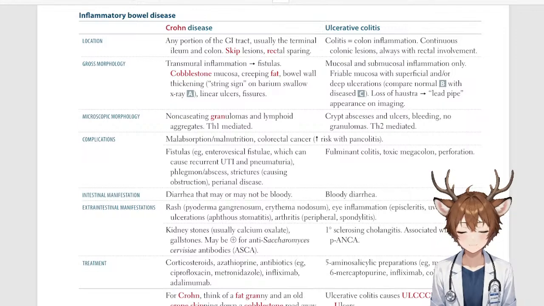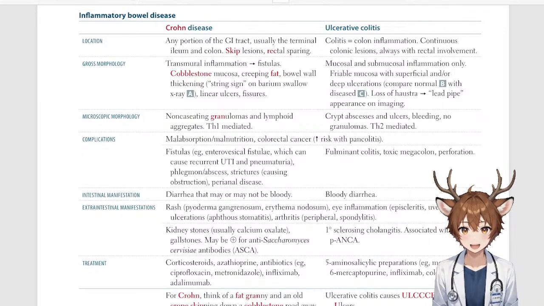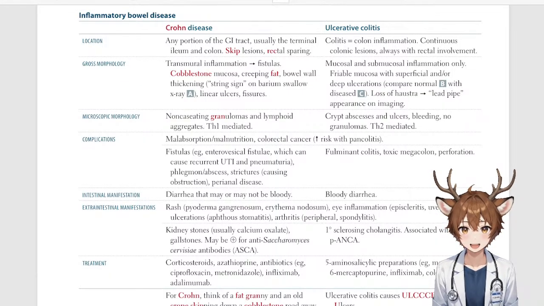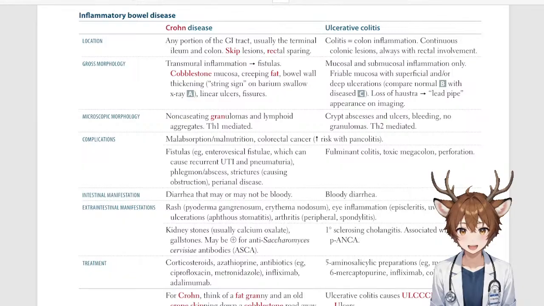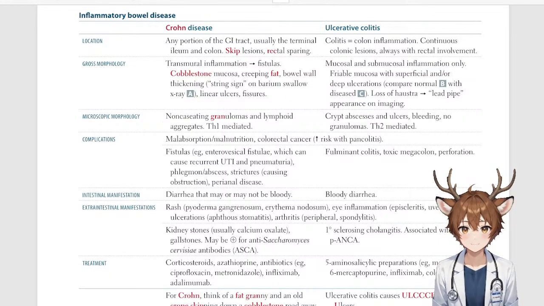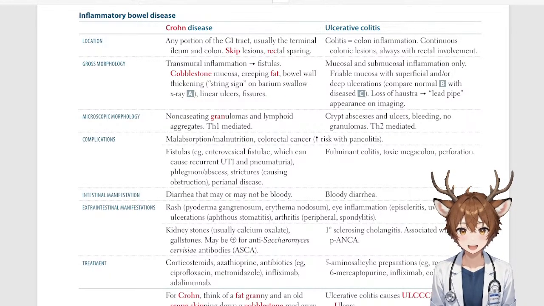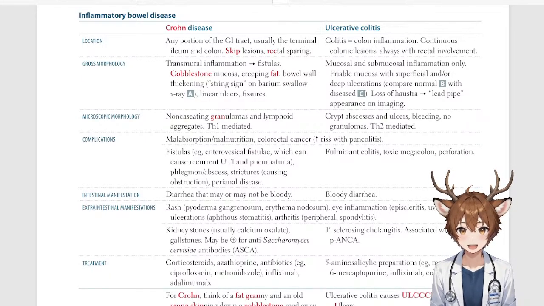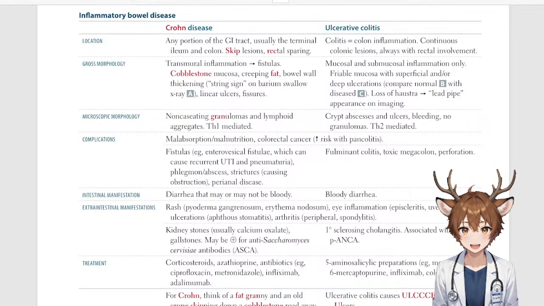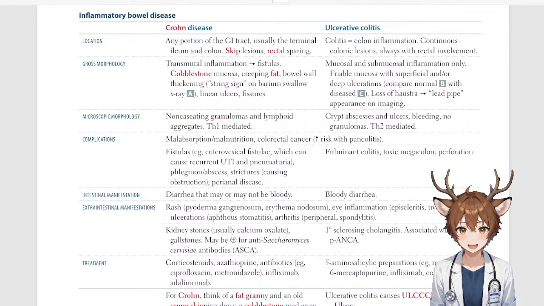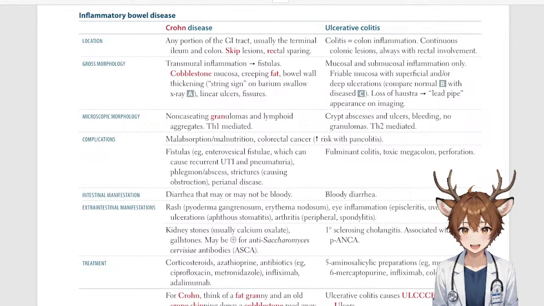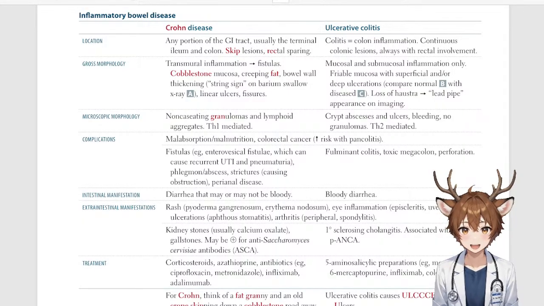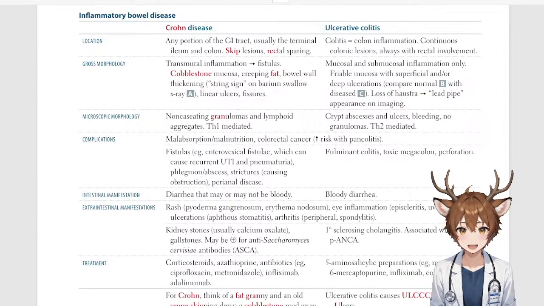Extraintestinal manifestations, rash, pyoderma gangrenosum, erythema nodosum, eye inflammation, episcleritis, uveitis, oral ulcerations, aphthous stomatitis, arthritis, and peripheral spondylitis. So that's shared with UC. But what also Crohn's has is calcium oxalate kidney stones: inflamed intestines leading to malabsorption of fat, leading to fat binding to calcium in the intestine, leading to excess free oxalate in the intestines, leading to increased oxalate reabsorption, which combines with calcium in the kidneys, leading to stones. May be positive for anti-Saccharomyces cerevisiae antibodies, ASCA.